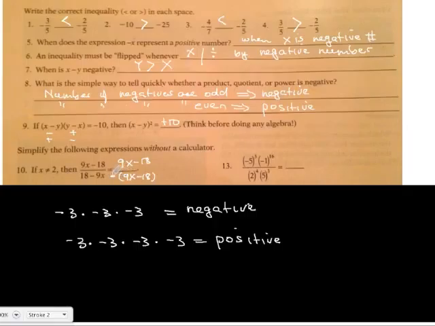You can check your work by distributing. Negative times 9x gives you negative 9x. Negative times 18 gives you positive 18. And all I did was just reverse this so that it looks exactly like the top. And I can cancel this out. And my answer is simply negative 1.